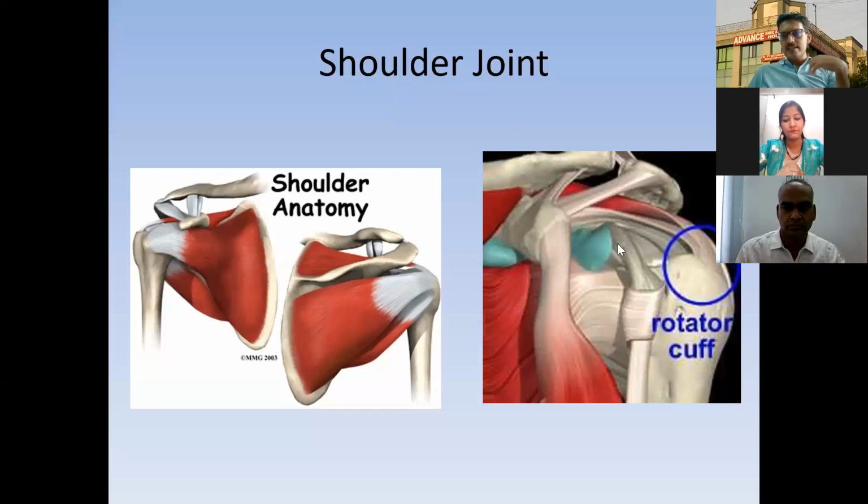If you see the right-sided picture, this is the coracoid. Can you see my arrow? Yes, sir. So this is the coracoid. This is the acromion, and this structure which is connecting is the coracoacromial ligament.